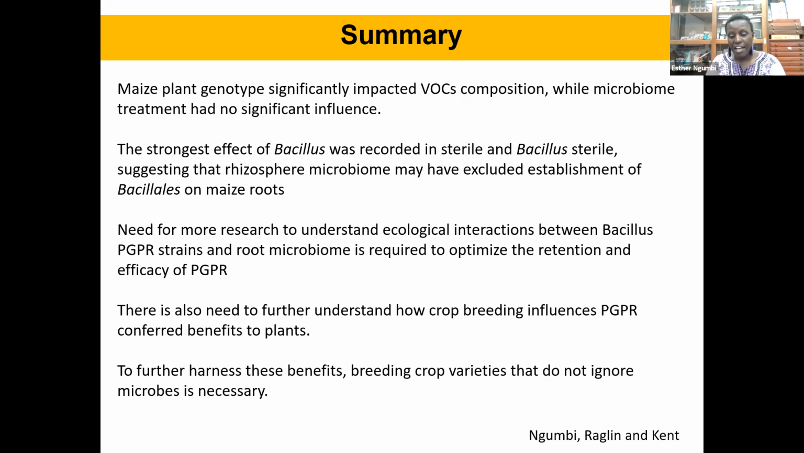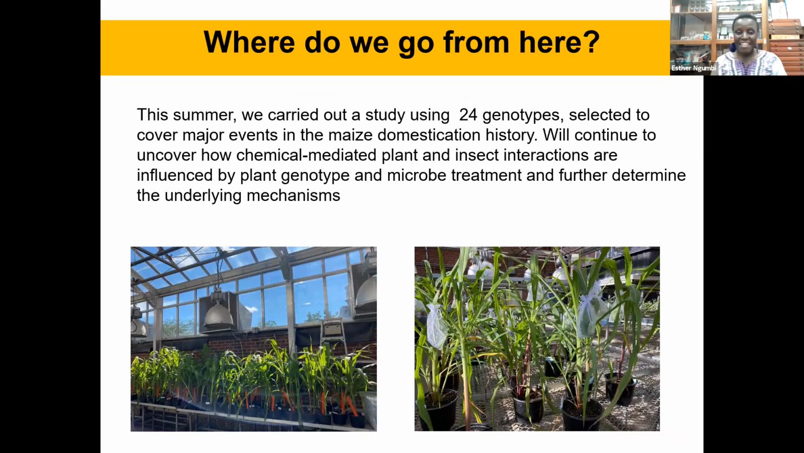For me, it got very exciting to see these differences that are tied to crop breeding. And as a scientist, when you get excited, you keep going. So from 6 genotypes, we doubled the number, and this summer we just finished a study with 24 genotypes that were selected to cover the major events in maize domestication history. We're still processing the results. We're excited to see what they tell us, and to further understand the interactions between plant genotype and microbes, how that cascades to change chemistry, and how that impacts oviposition preference, growth, and performance. These experiments are setting me up for much more work, but we're very excited.